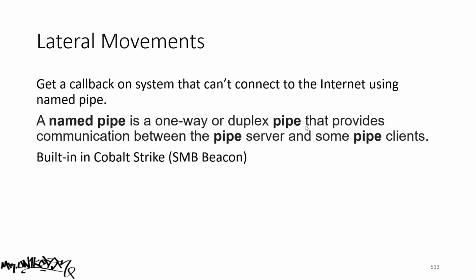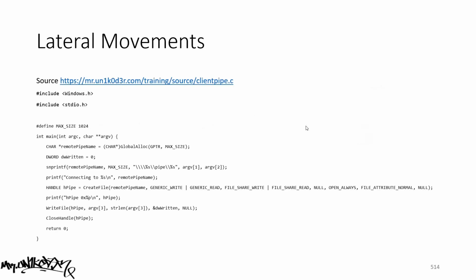Remember, we briefly touched on SMB beacon. I just wanted to kind of show you how you could implement your own little version of it using namepipe. This is actually super simple. A namepipe is a one-way or duplex pipe that provides communication between the pipe server and some pipe client, which means that you can read write to it both ways. It's built in Cobalt Strike. It's called SMB beacon. But if you're curious to see how it works, there's a bit of C code to do it. So if you have a client, all you have to do is actually write like to a normal file.